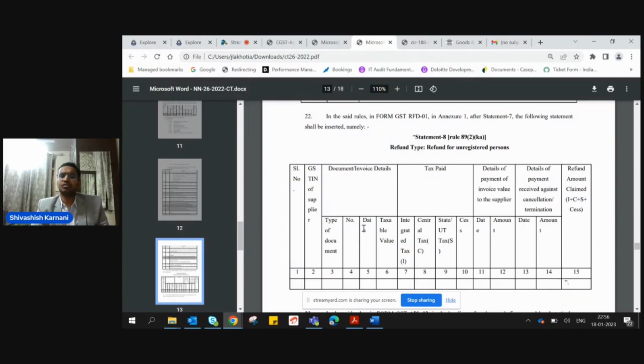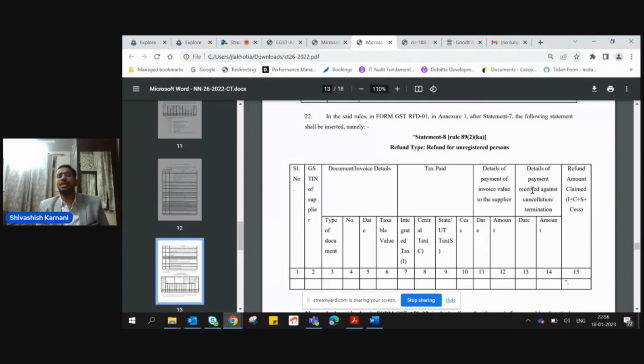Document invoice details: we have to capture the various document and invoice details which have been issued by the supplier to that unregistered person. What was the tax paid, as in what was the tax collected by the supplier, builder, insurance company, as the case may be. Details of payment of the invoice value to the supplier: how we have paid that invoice value to that supplier, builder, insurance company, we have to give the details of that. Next is details of payment received against the cancellation and termination.